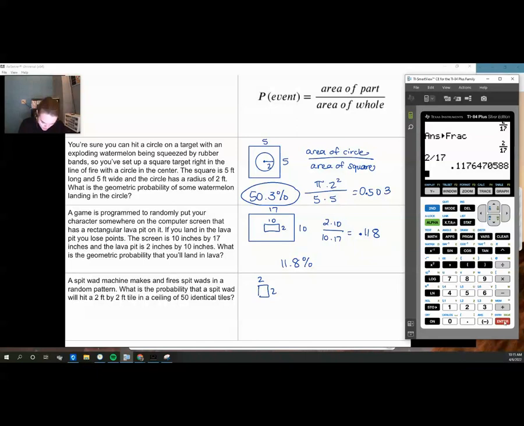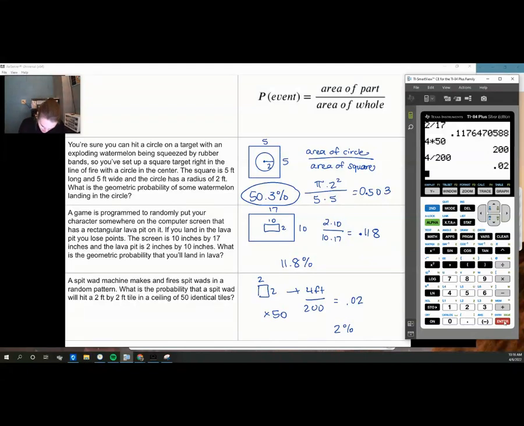And our whole is going to be the fact that there are 50 of those. So the area of just one of these is 4 foot squared. But if we have 50 of them, which is the whole thing, 4 times 50 is 200. That's the area of the whole. So 4 divided by 200, we get 0.02 or 2%. So you have a 2% probability of hitting a specific tile.